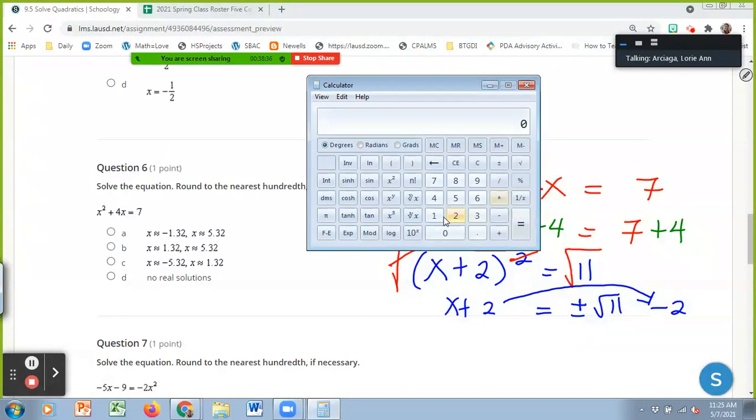Now let's make the 11 negative. So square root of 11, make it negative, and then minus 2. Okay, so negative 5.3 and positive 1.32. So this is the one.